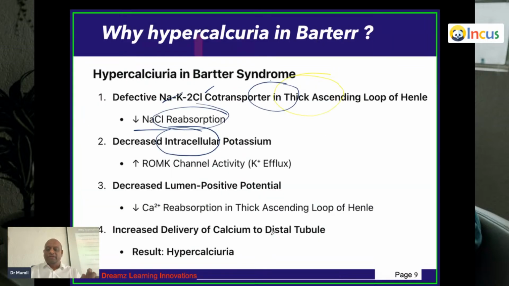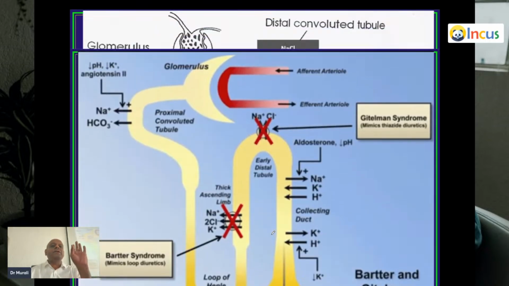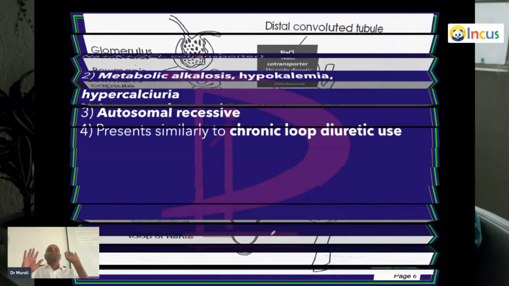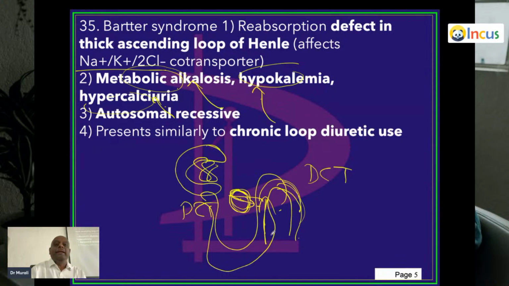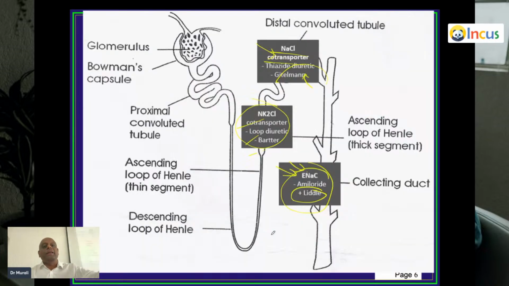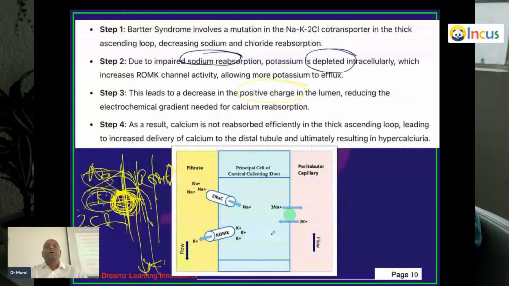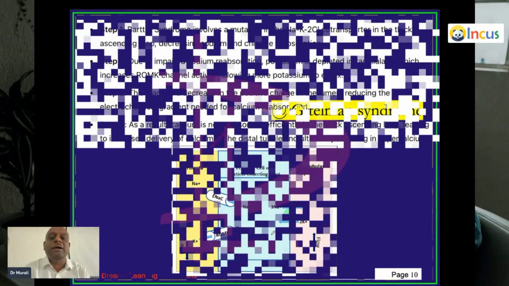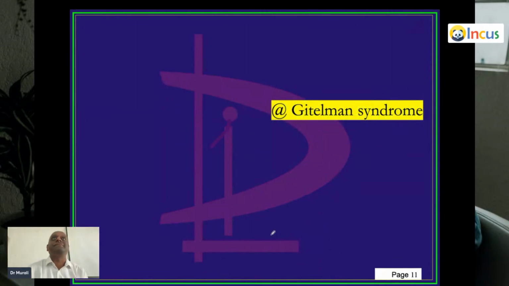Quickly tell me. What are all the things that you see in Bartter syndrome? There is hypokalemia, hypercalciuria, problem in thick ascending limb of loop of Henle. It is like loop diuretic use is what you need to basically remember. Finish. That is all the Bartter.